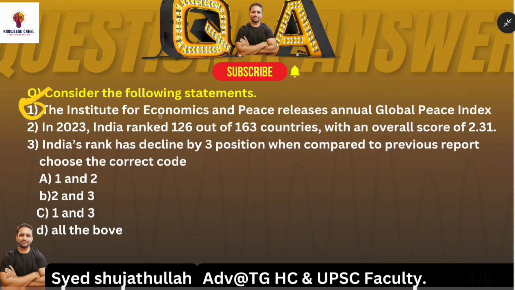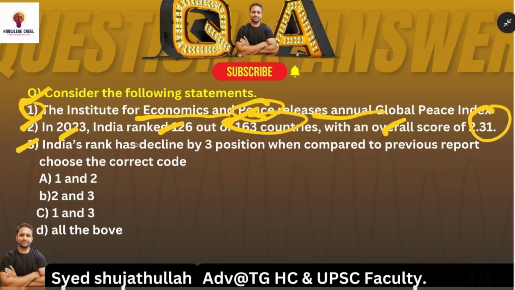Statement 1: the Institute for Economics and Peace releases this index. The second statement: in 2023, India was ranked 126 out of 163 countries, which is the latest ranking only, with an average overall score of 2.31. Third statement: India's rank has declined by 3 positions when compared to the previous report. So your options are there here.